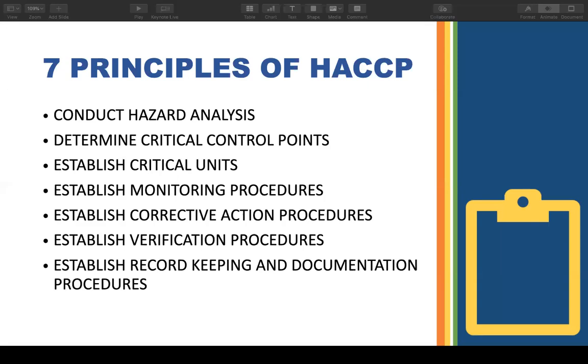And principle 7 is record keeping and documentation procedures. Types of records that should be maintained include the HACCP plan, history of amendments of the HACCP plan, critical control point monitoring records, processing, storage, and distribution records, trace and recall records, audit records, and calibration records. All these records must be maintained regularly so that while re-evaluating, you will know where the mistake has been made and you can correct it accordingly.